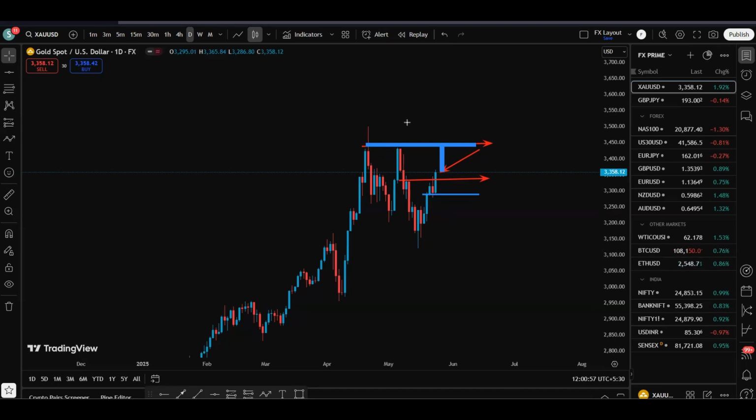Also, we have this support right here, and if we get a daily candle close below this support, again we have clean range on the left hand side, so we can anticipate a move to the downside as well until the next support. That is something on the daily time frame.